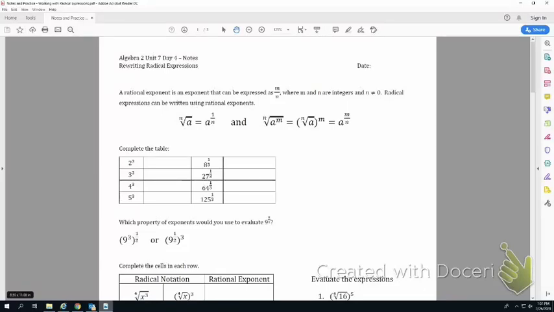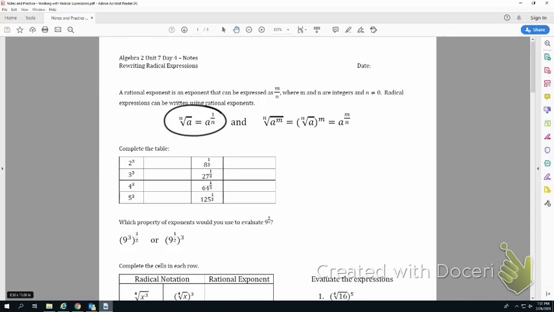Okay, looking at rewriting radical expressions. We've kind of done this already a little bit. We're just going to expand on it some more. The question that I've asked you a lot pertaining to this is square rooting. Square rooting something is the same as raising it to the power of what? 1/2. Okay, which is what that right there is saying.